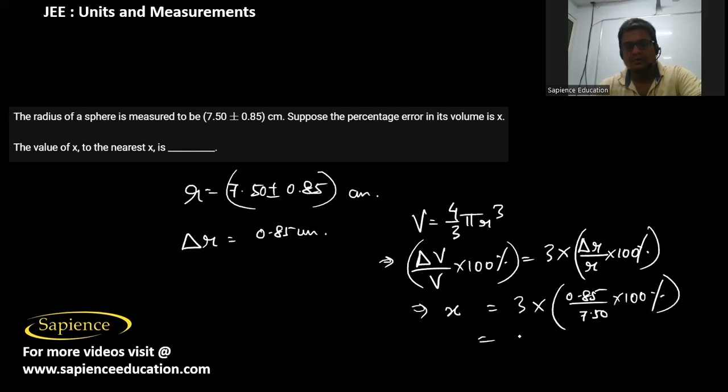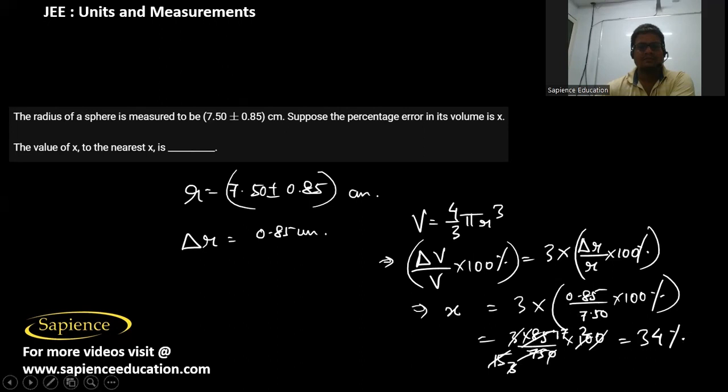So this will be equal to 3 into 85 by 750 into 100. So the 0s will cancel. Then 5 ones are 5, 5 fives are 25, 15 fives are 75, 5 twos are 10, then 5 threes are 15, 5 ones are 5, 5 sevens are 35. Then 3 will cancel. So this is equal to 34%. So it means the percentage error in the volume is x. So x will be equal to 34%.